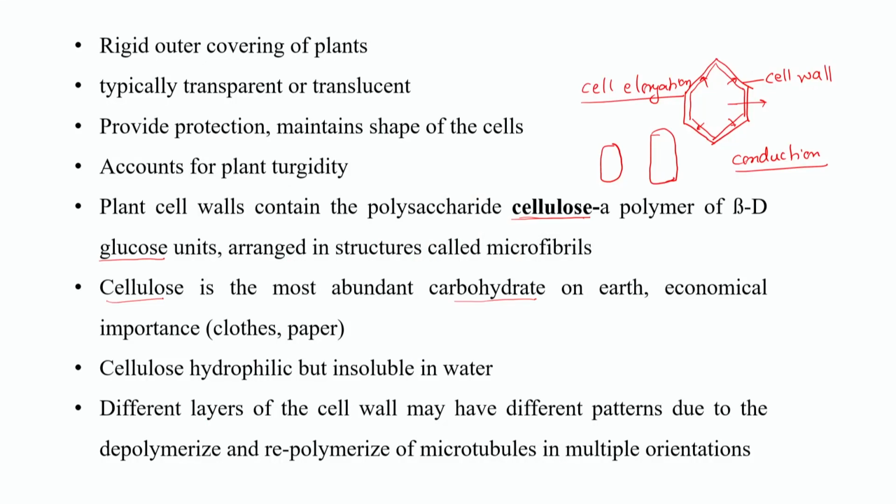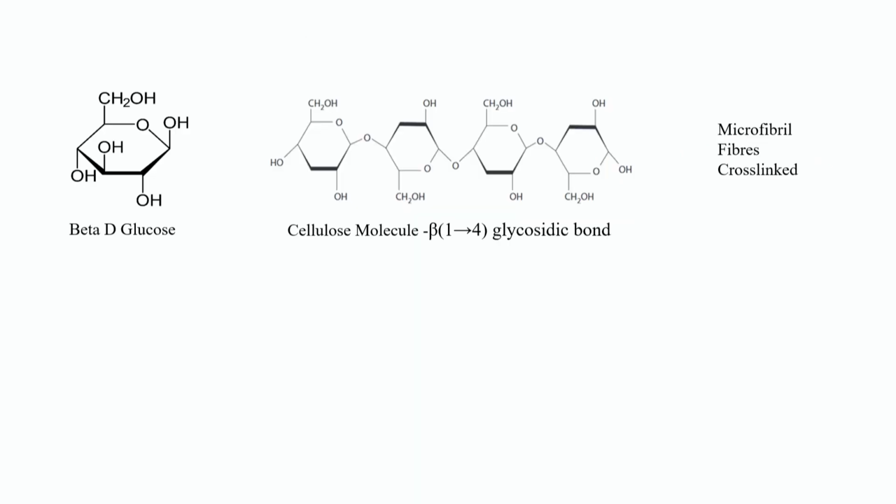Now, cellulose is hydrophilic in nature because it contains a lot of hydroxyl groups, but because of its large molecular structure and because of the binding of so many microfibrils together, it is insoluble in water. Now, in the different layers of the cell wall, cellulose is embedded and these microfibrils are oriented in various ways to contribute to different structural organization of the cell wall. We will discuss how this whole thing is possible.